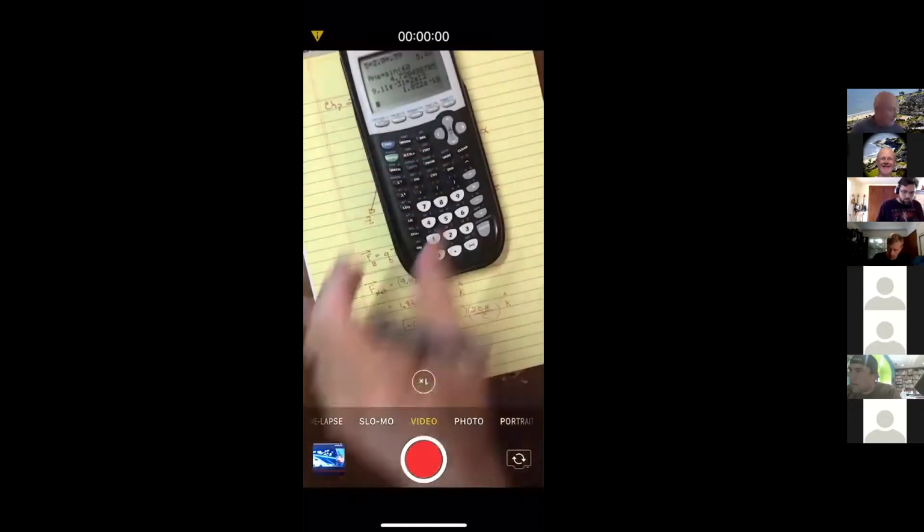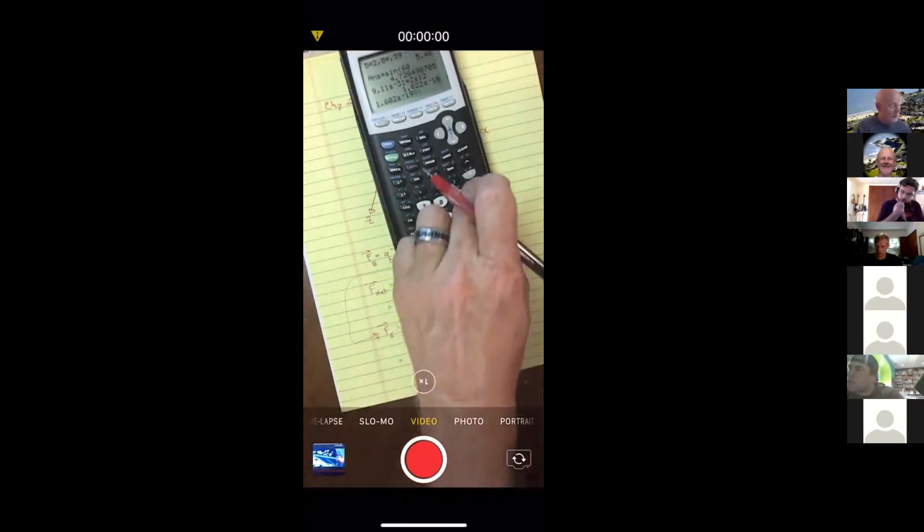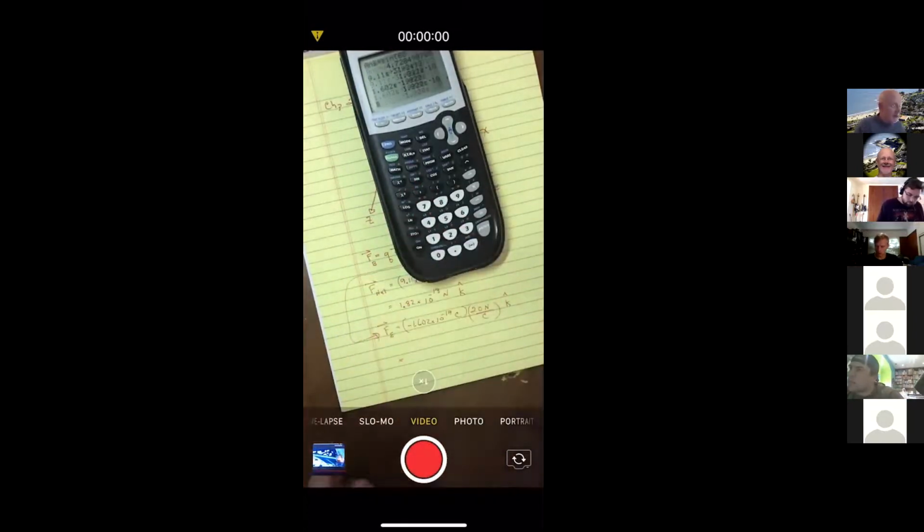Okay, now if I just calculate this, 1.602 times 10 to the negative 19, and I multiply it by 20, the magnitude comes out to be 3.20 times 10 to the minus 18 newtons, but its direction is in the negative k hat direction.